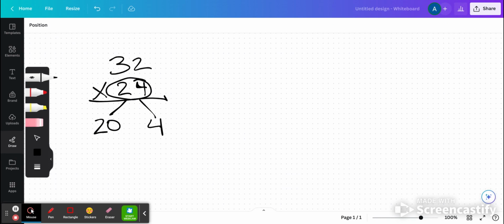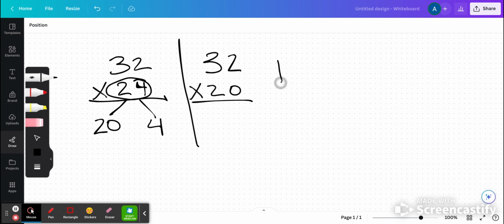And so what we'll do is we'll make two new equations. We'll do 32 times 20 plus 32 times 4. So we're going to be using a lot of our partial product strategies when we were doing 3-digit and 4-digit by a single digit, but now we're going to be using that same idea to help us with double digit times double digit.